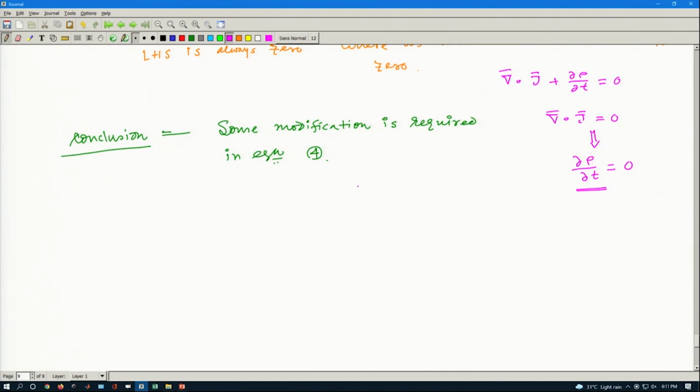In the next class we will discuss more about Maxwell's equations. We find that there is something very interesting called the displacement current, and we are going to include this displacement current, and by including it we can solve this issue. That part we will do in the next class.